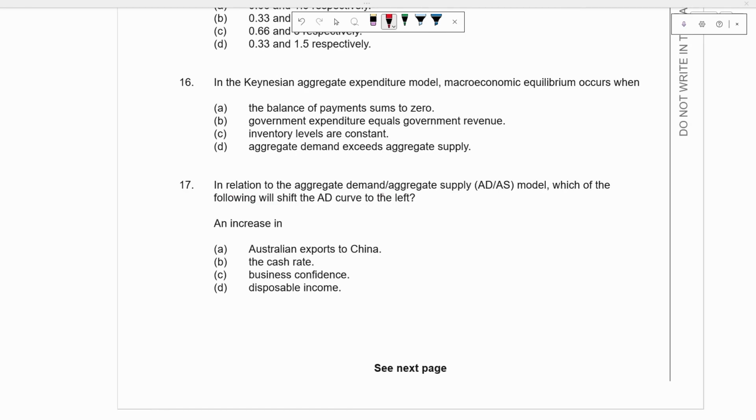In relation to the aggregate demand / aggregate supply model, which of the following will shift the AD curve to the left? An increase in A, Australian exports to China. This one is incorrect. If exports increase, this would increase Australia's net exports and therefore increase aggregate demand, which will shift the AD curve to the right. B, an increase in the cash rate. This one is correct, as this would increase the cost of borrowing for households and firms. Therefore, they will take out fewer loans and therefore decrease consumption and investment. Furthermore, a higher cash rate could lead to appreciation of the Australian dollar, making Australia's exports less competitive and therefore decreasing net exports.